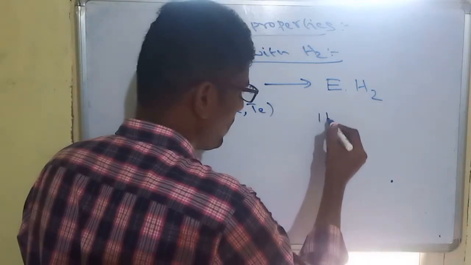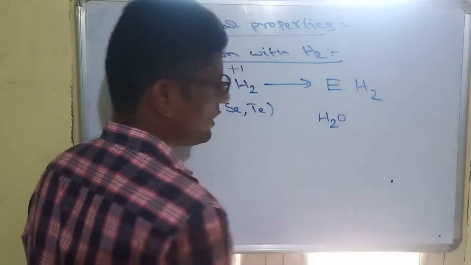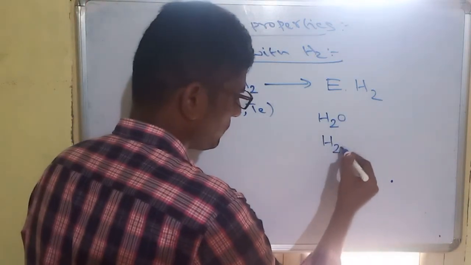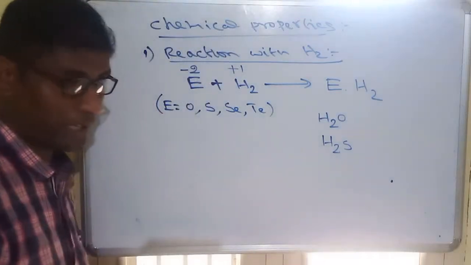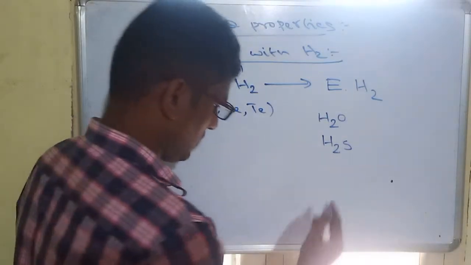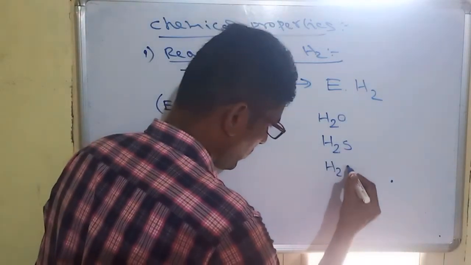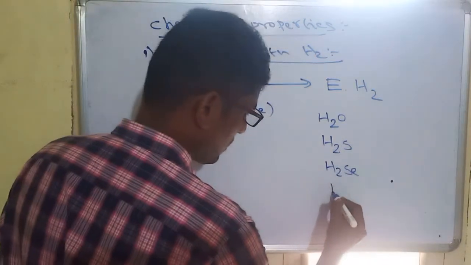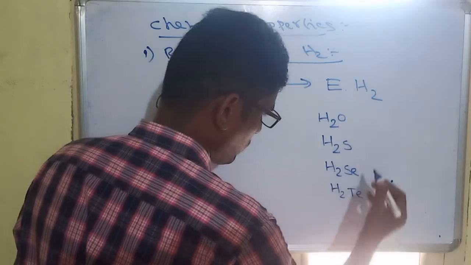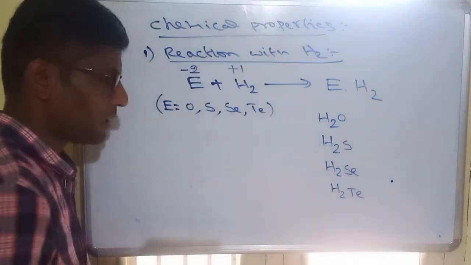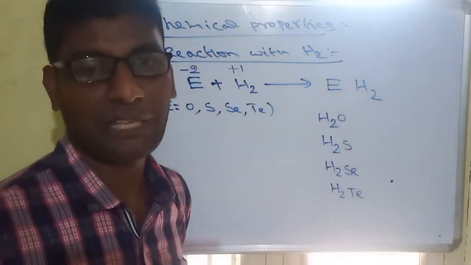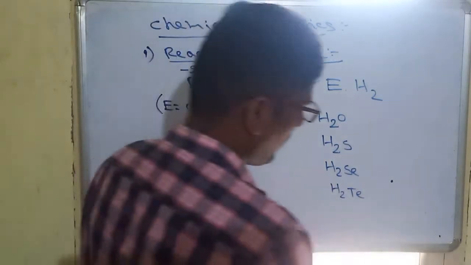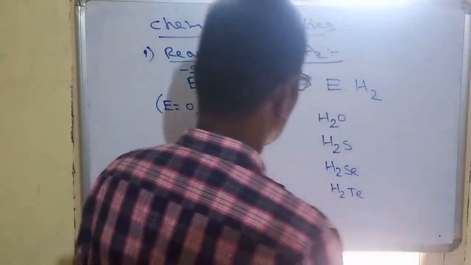If oxygen is combining, the product is H2O. If sulfur is combining, the product is H2S. If selenium is combining, the product is H2Se. If tellurium is combining, the product is H2Te. So these are the hydrides of 16th group elements.